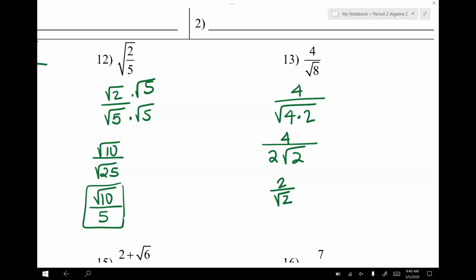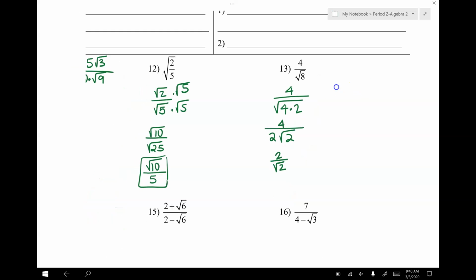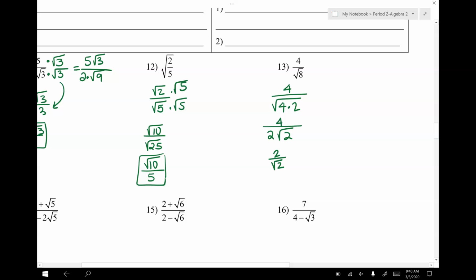Let me shuffle your cards again. 2 divided by rad 2. How would you write an equivalent expression with no more radicals in the denominator? Brandon, what did you do from here?